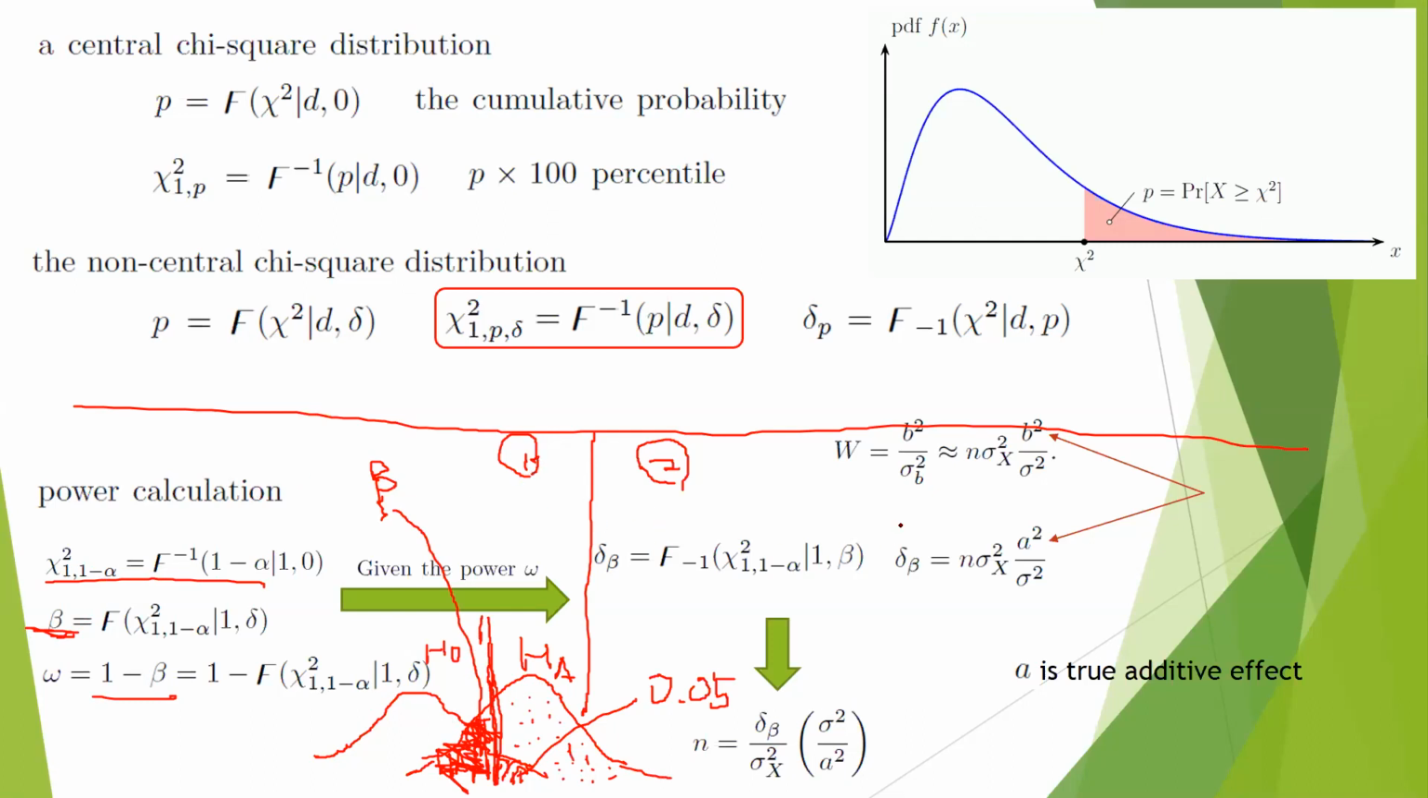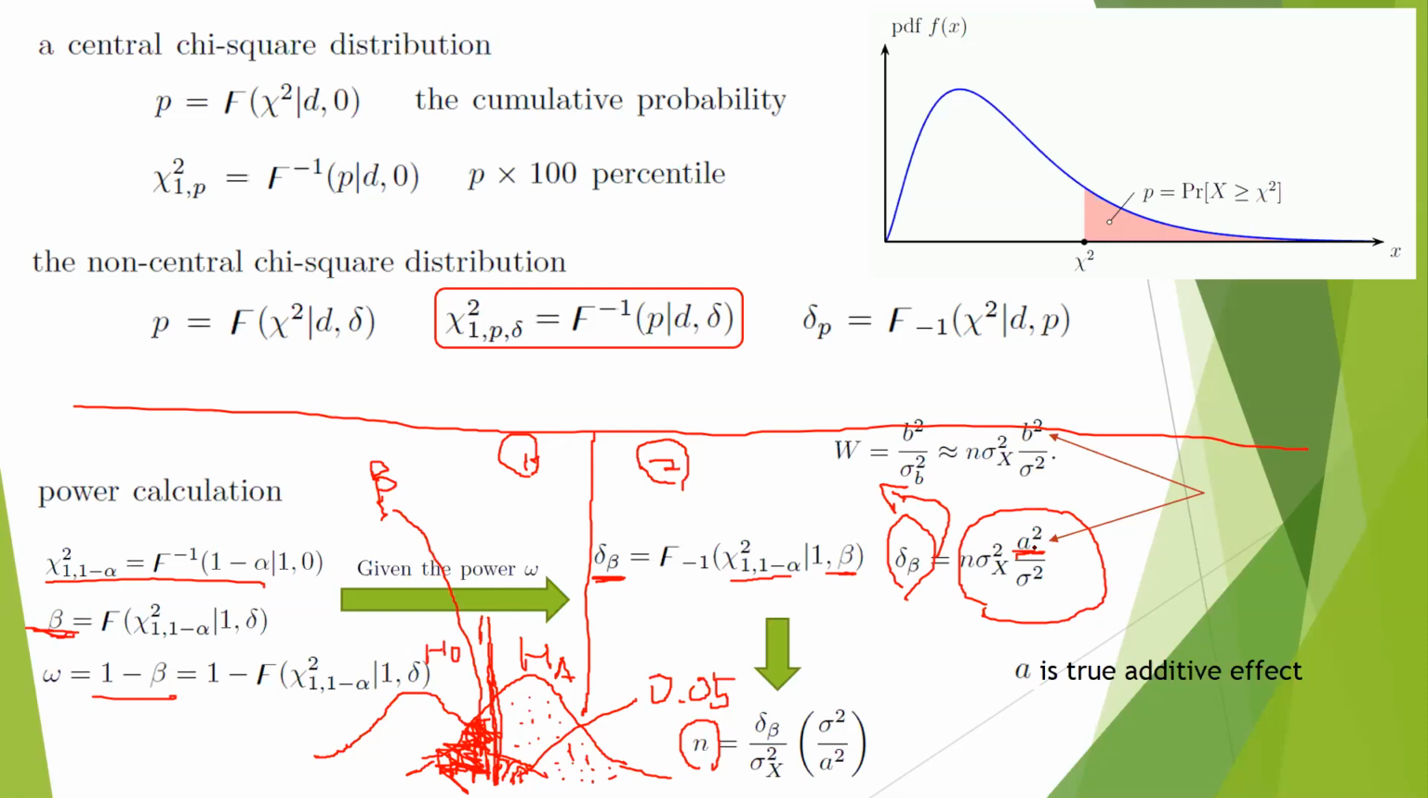The second situation is, given the power, for example, we only allow beta equal to 0.1, which means power equals 0.9. So given this power, what is the sample size we need to use to achieve it? Given the power and the cutoff, we can calculate the non-centrality parameter, and the non-centrality parameter is associated with the statistic we use. So it's like this. And this is the real genetic effect, the additive effect.